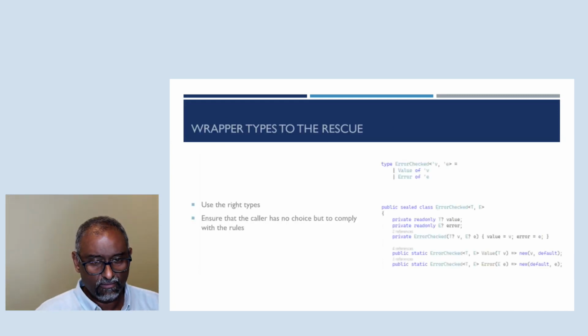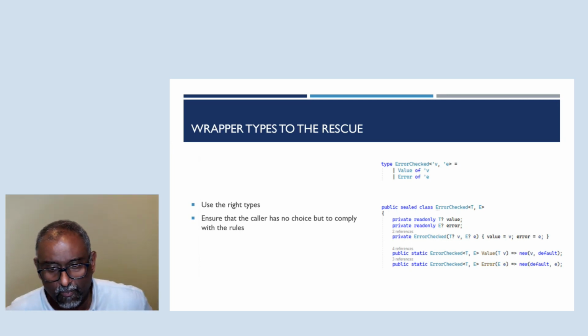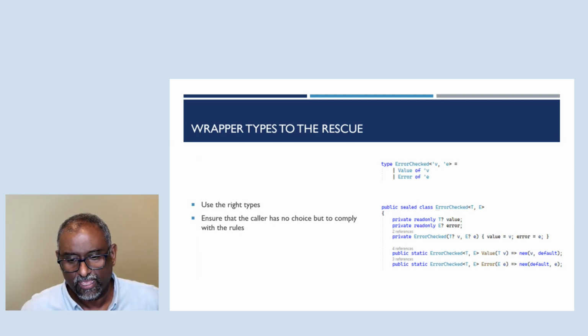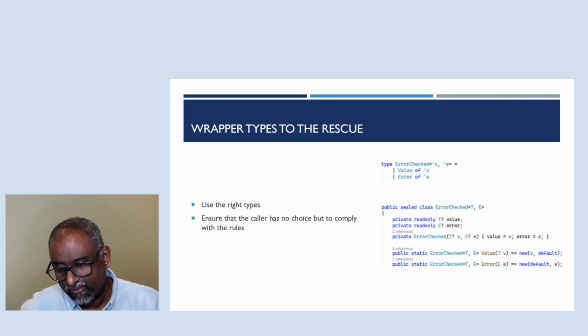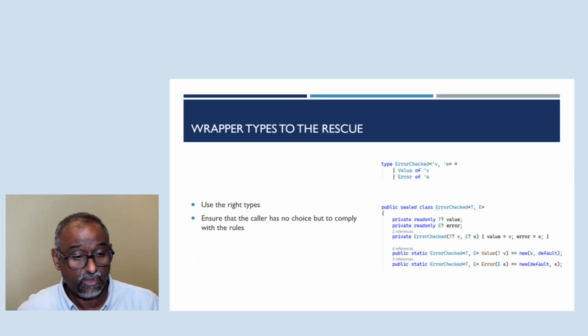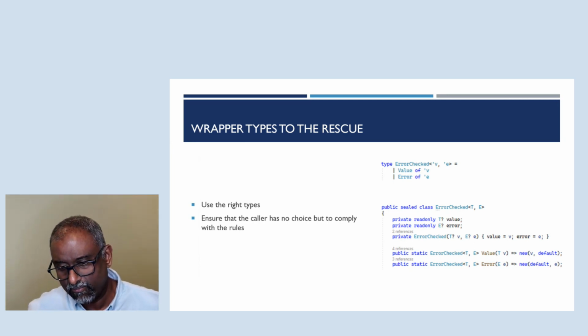This is what we just said. So what we need to do to wrest the control back is to say, okay, look, let's first of all use the correct type. Let's make it a choice type. Let's make it so that you can either have a value or an error, but not both. And then let's make sure that the caller has no choice but complying. The caller has to comply with the rules, because the called function is going to return the value in such a way that the caller really can't make a choice.